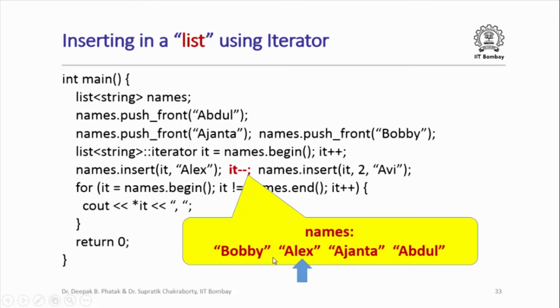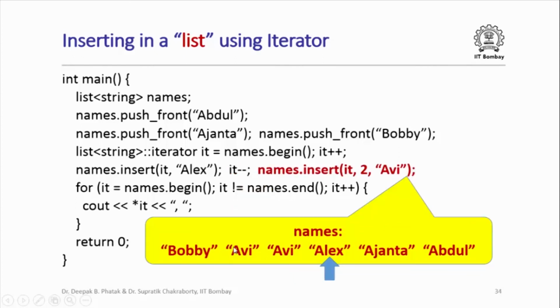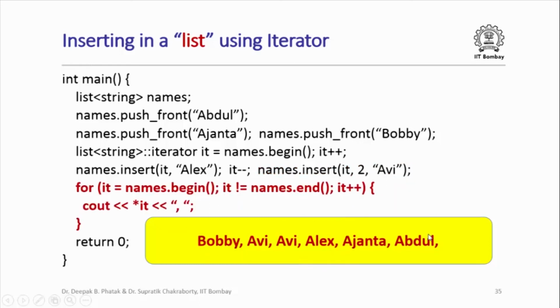So just before Alex, some insertion is going to happen. This 2 says insert 2 elements, and each of those 2 elements are going to be initialized with a string Avi. So basically this is what's going to happen. Just before Alex, 2 strings, both initialized to Avi, will get inserted. The iterator is still pointing to Alex. So now if I try to print out the names in this list, I will get this as output.